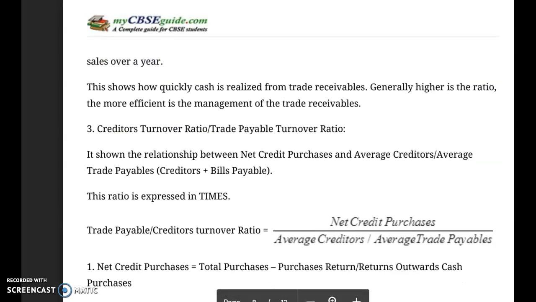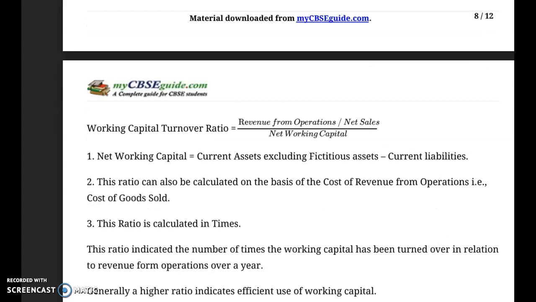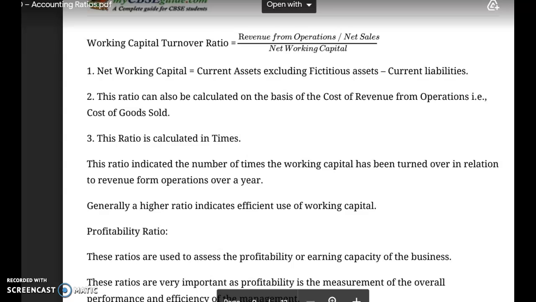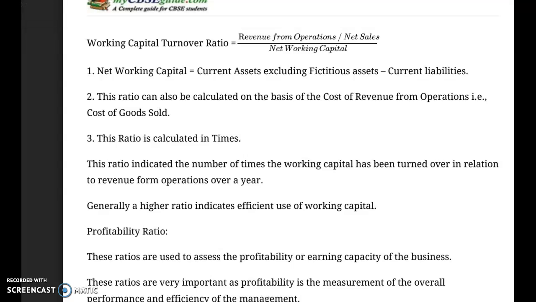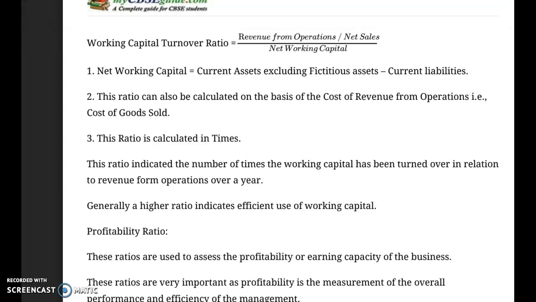That is also used with reference to the calculation of this working capital turnover ratio, that is cost of goods sold or cost of operations divided by net working capital. And net working capital, we all know, is the difference of current assets and current liabilities. This ratio is generally depicted in times. As I told you, this ratio indicates the number of times the working capital has been turned over in relation to the revenue from operations over a year. And the conclusion is, the higher the ratio, the more efficient the use of the working capital.